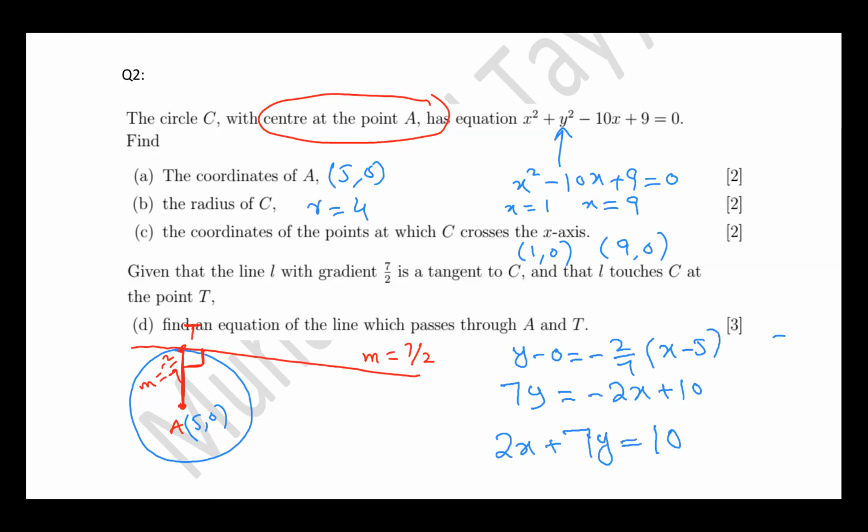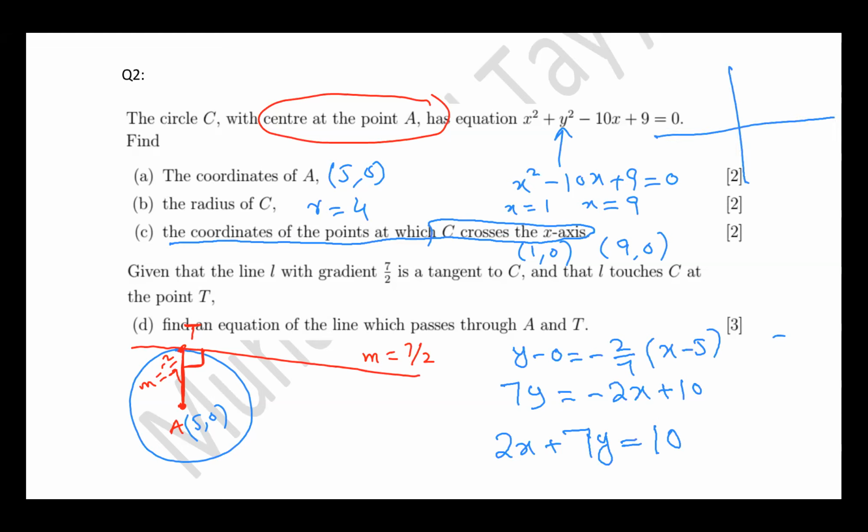This is the equation. Can you do part C again, please? Wajiha Akbar. Wajiha, in part C, the question was to find the coordinates of the point at which the curve crosses the x-axis. So you have to find the coordinates of the point where this curve is passing through the x-axis.